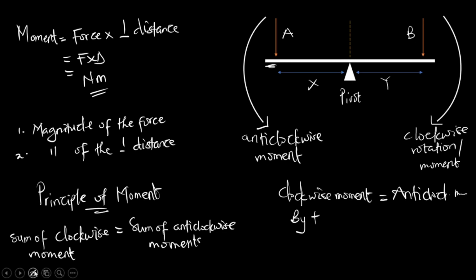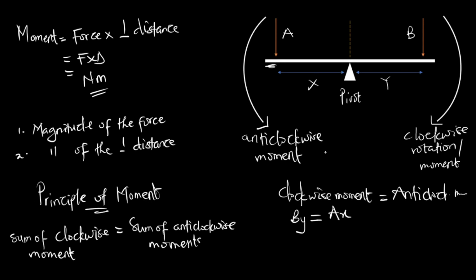So let me erase that. So this should be equal to the anti-clockwise moment, which is the product of this force over here and the distance over here. We can see that this distance is between the force and the pivot. So the product of the force and the distance over here moves in the anti-clockwise direction, as the arrow is showing over here. So our Ax should be here.